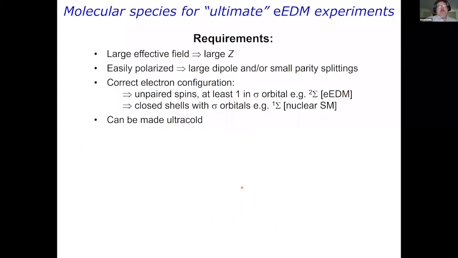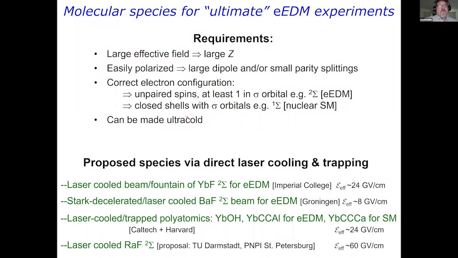So what do you need to make this work? You need a molecule that has a heavy atom in it, a large Z. It has to be easily polarizable. It needs to have electrons in the right sort of orbitals, and you need to be able to make it ultracold. So there's been a proliferation of ideas for how to do this, and experiments that are launched trying to do this using ytterbium fluoride, barium fluoride, ytterbium hydroxide, radium fluoride molecules at many different places. This is a very exciting time in the field, as so many people are pushing to try to implement this sort of vision.